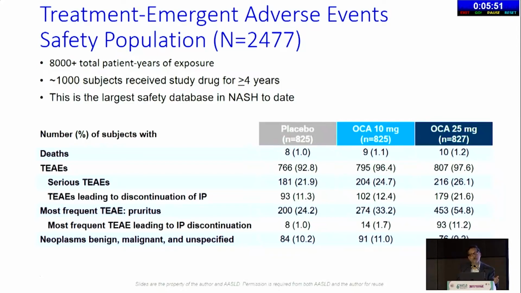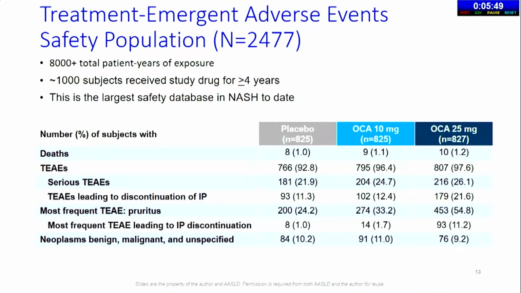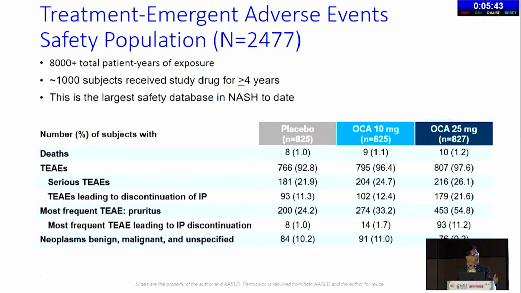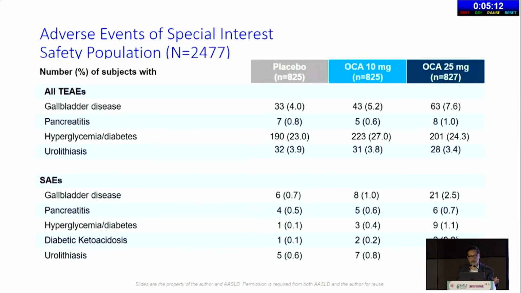Now, OCA has a number of side effects, and this is why 2 years ago the FDA said, no, we're not willing to give you conditional approval, because approval in the end is the analysis of benefit and risk, not just meeting an endpoint. And so they said, keep going. So we now have over 8,000 total patient years of exposure, and 1,000 patients have received the drug for over 4 years. It is the largest safety NASH database to date. And as you can see, it is a relatively balanced treatment-emergent adverse events profile. And of course, the most common one is pruritus, which is, as you might expect, higher in patients on OCA.